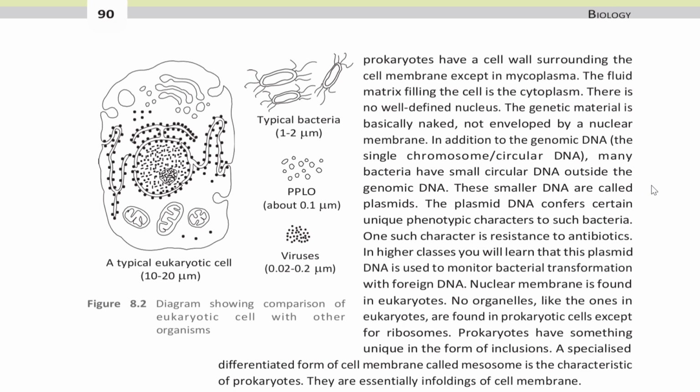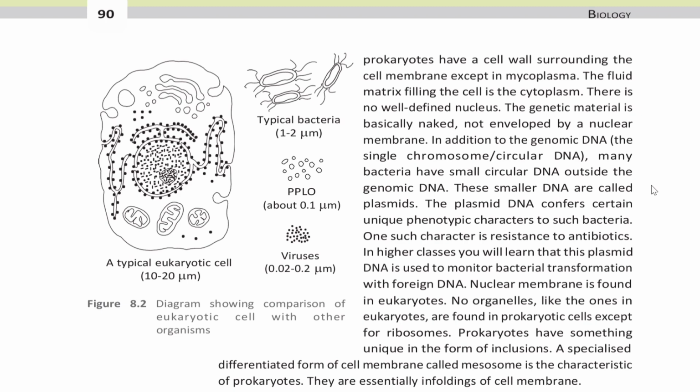In addition to the genomic DNA, that is, the single chromosome or circular DNA, many bacteria have small circular DNA outside the genomic DNA. These smaller DNA are called plasmids. The plasmid DNA confers certain unique phenotypic characters to such bacteria. One such character is resistance to antibiotics. In higher classes, you will learn that this plasmid DNA is used to monitor bacterial transformation with foreign DNA.